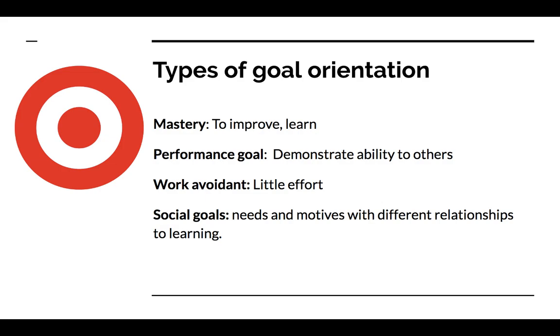So work avoidant people, well, it doesn't sound like it would be a useful orientation in the classroom. It actually can be. And then the last one is the social goals orientation, which this person needs and motivates different relationships, and it's in those social relationships where the learning happens. So the social goals orientation person is a very social person, and that person is motivated by things like working in groups or becoming part of the club, as we talked about when I was talking about Frank Smith and his idea of the reading club, becoming a member of this group of learners.